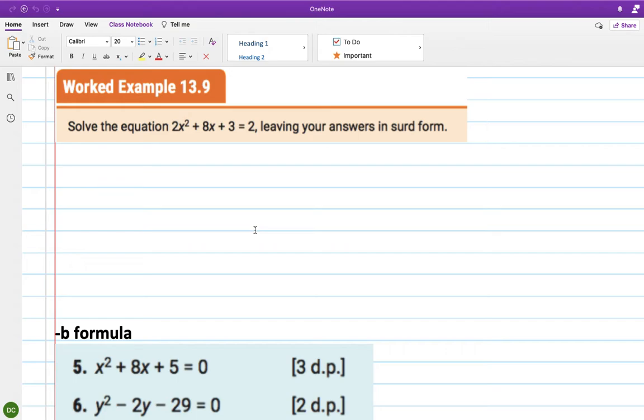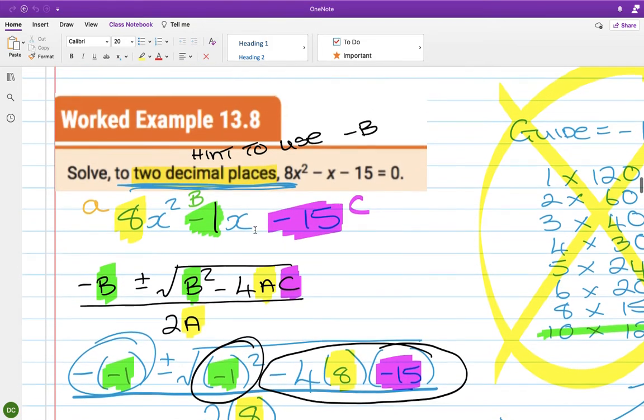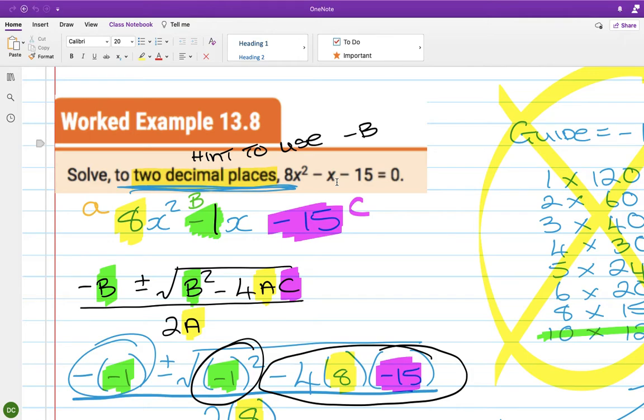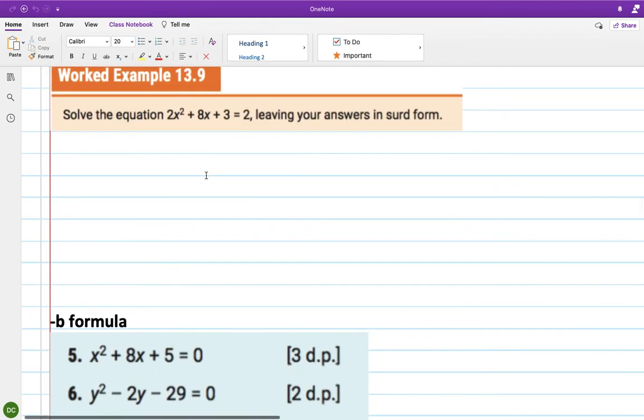Okay. So, when we did these questions the other day, I said that the minus b formula is used to solve quadratic equations when they can't be solved using the guide number. And in that question there, the hint, when they ask you for decimal places, that's a hint to use minus b. Now the other hint to use minus b is when they ask you to leave your answers in surd form. Okay, now we've done surds already, so this should hopefully be quite straightforward.